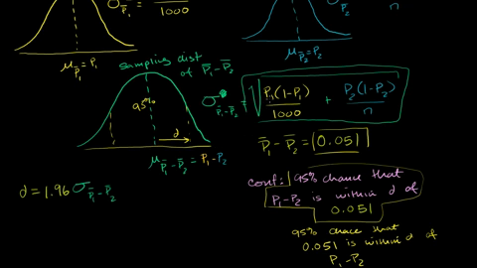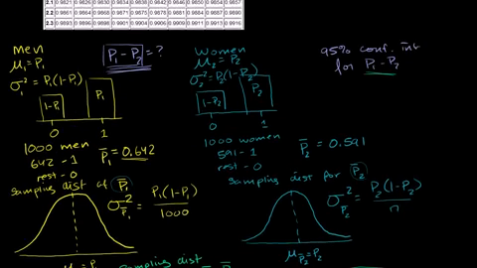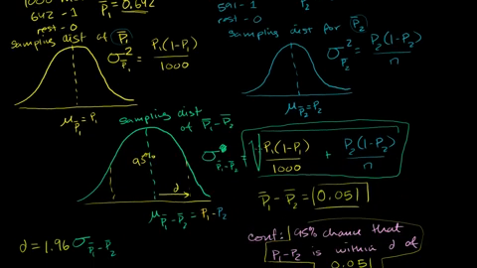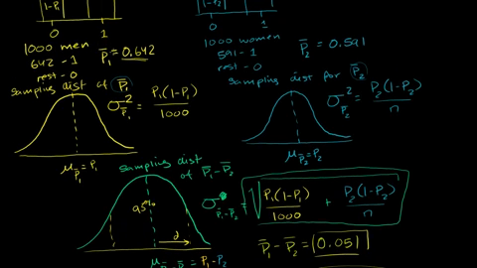Now we have a problem. We don't know the true parameters P1 and P2. We don't know the true population parameters. That's part of the problem. We're trying to figure out, is there a meaningful difference between P1 and P2? But since our sample size is large, we can estimate P1 and P2 with our sample proportions.